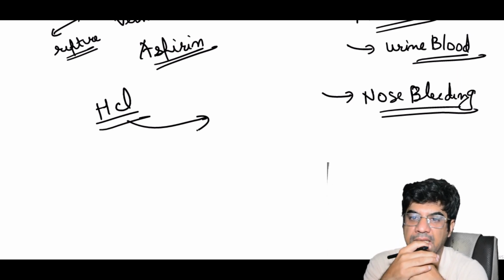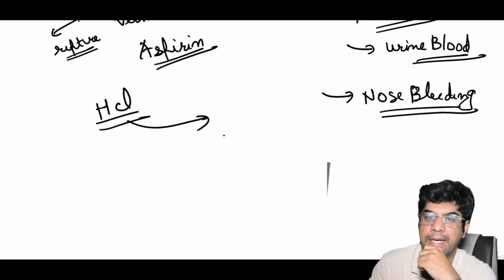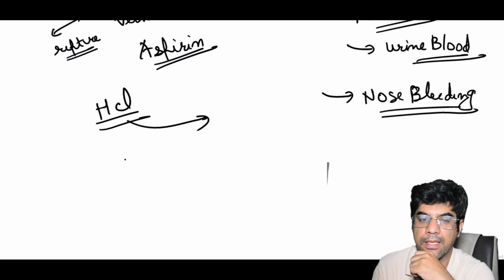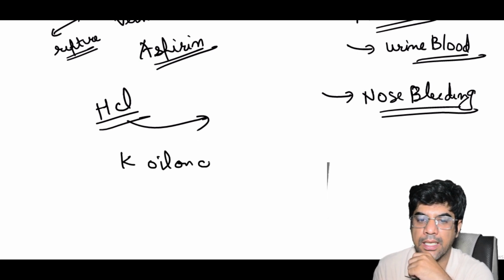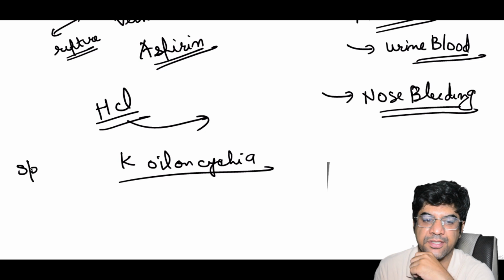Now, what would you see? The clinical features would be weakness, fatigue, dyspnea, palpitation, pallor of skin. What you could see in long-standing IDA is, the main important is koilonychia, that is, the nails, they would appear as spoon-shaped nails.